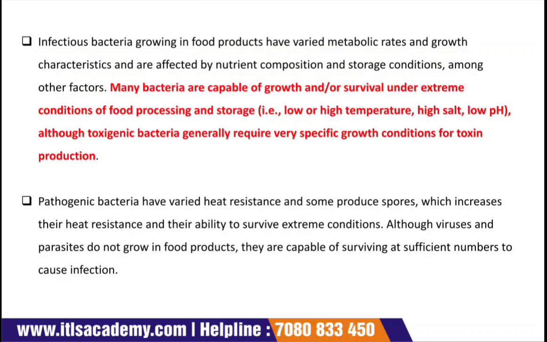Since we are aware that bacteria are of two types, harmful and beneficial, here we are talking about infectious bacteria. When infectious bacteria grow in any food product, they have varied metabolic rates and growth characteristics. Every microorganism has its own metabolic rate different from the others, and these are largely affected by the nutrient composition and how the food is stored. On all these factors, the growth and metabolic rate of a microorganism depend.